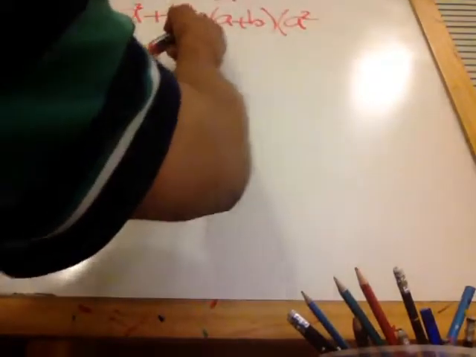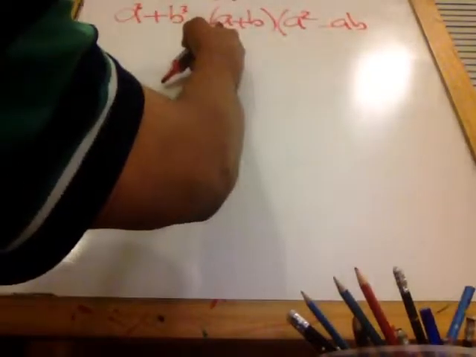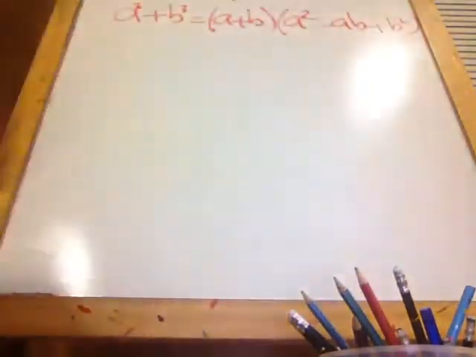And then you will get a square: you will square the first term, then you will multiply the first times the second. And you see, here you have a positive, here you have a positive, then you will go for negative. And finally, you will just square the last term. You will get b squared.